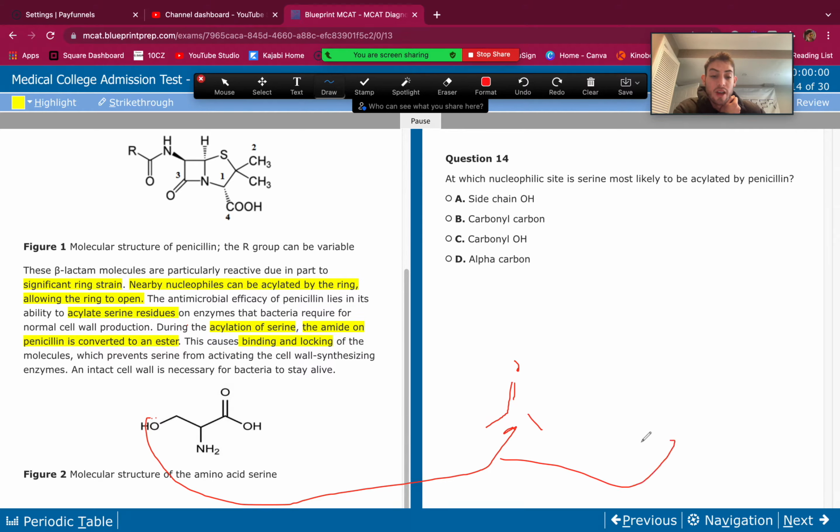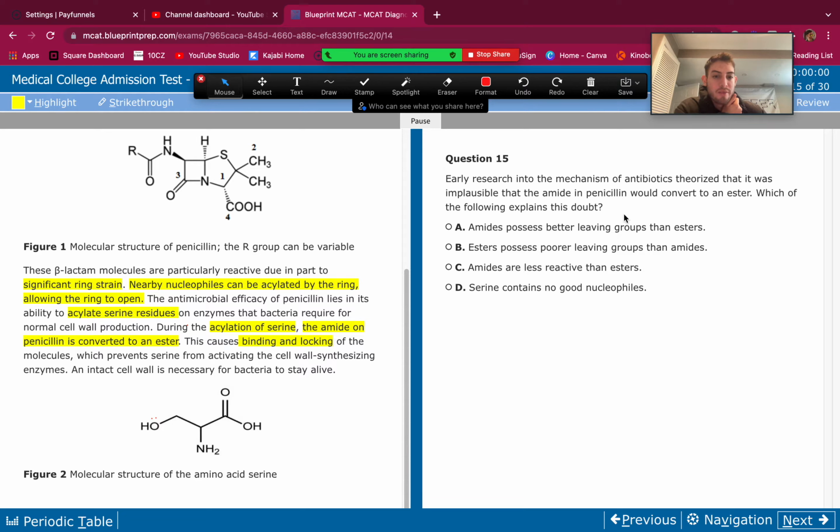These are also going to attack a phosphate group, let's say. Let's say there's a phosphate group here. It's going to attack the P in the phosphate group. That's why those amino acids are important. That OH is very nucleophilic. So easy, straightforward question here, guys. It's going to be the side chain OH. That's going to be the nucleophile. Carbonyl carbon, no. Carbonyl OH, no. Alpha carbon, no. You should know your organic chem; it's pretty simple, pretty obvious. It's a very important reaction, very high yield, that you should know. Let's keep going.